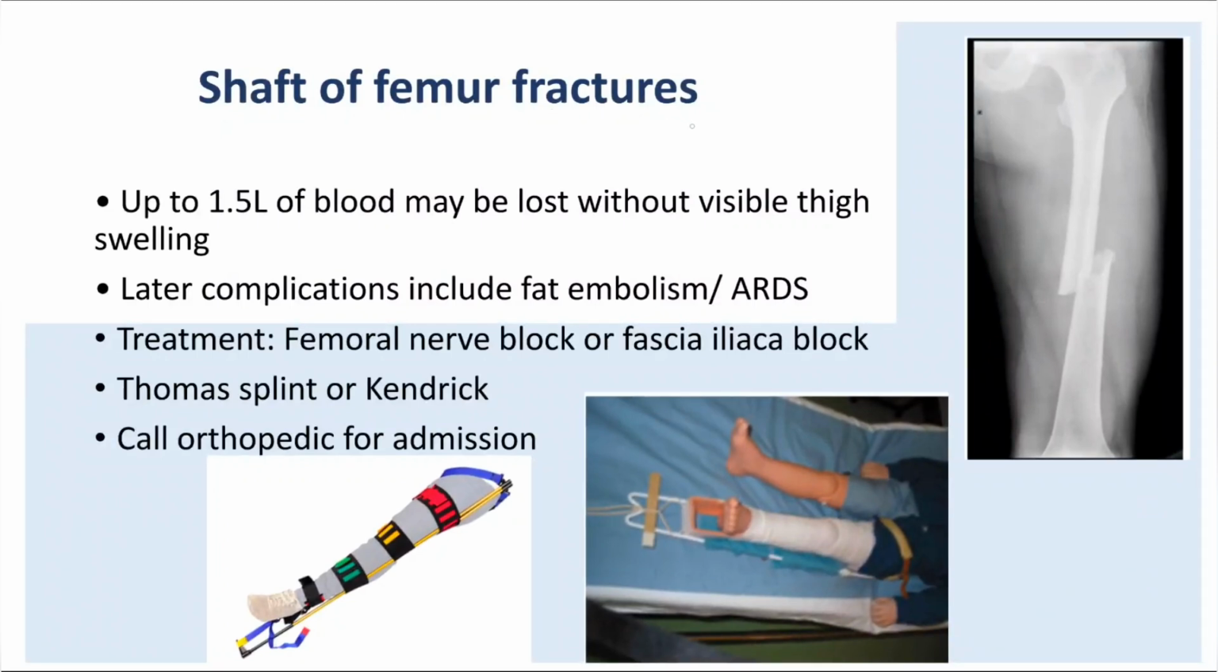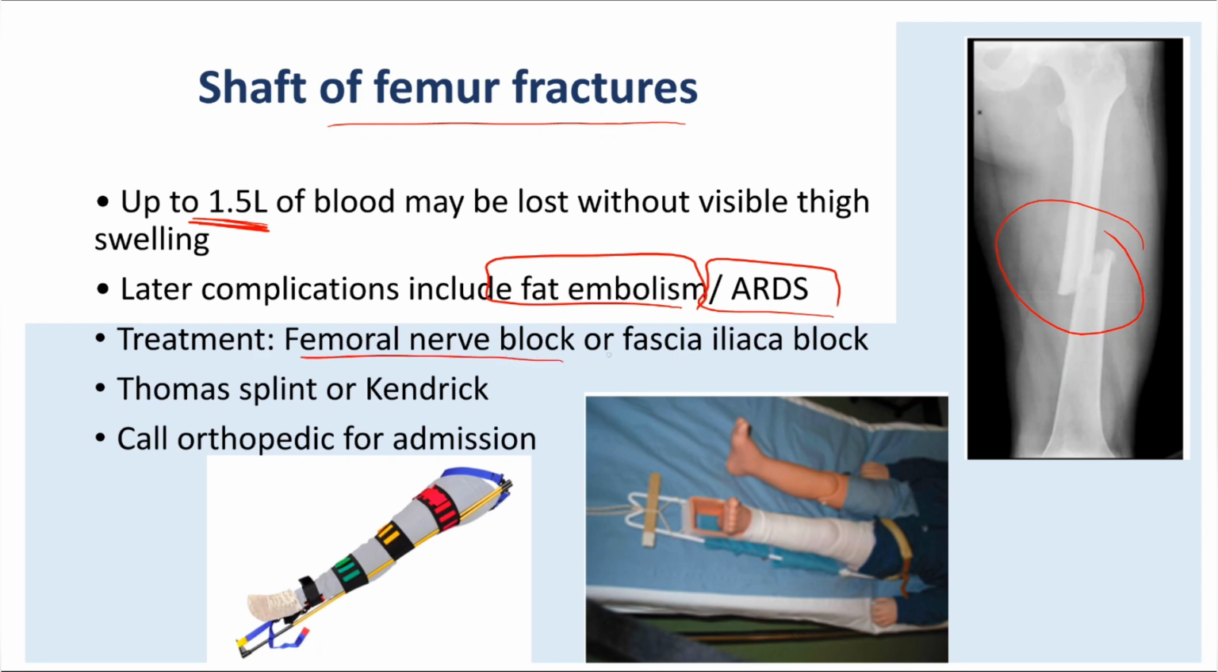Shaft of the femur fracture. The shaft of the femur fracture is also common. It usually needs a good force. Up to 1.5 liters of blood may be lost without visible thigh swelling. Usually the most common symptoms are pain, deformity, and swelling, and later complications will be fat embolism and adult respiratory distress syndrome.